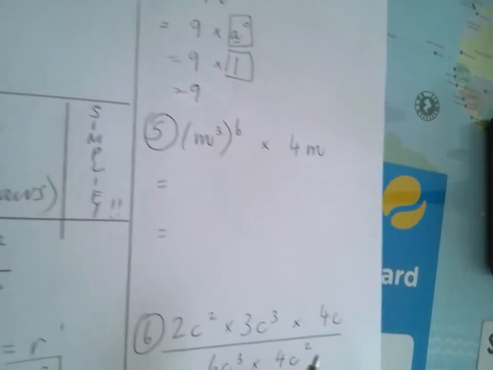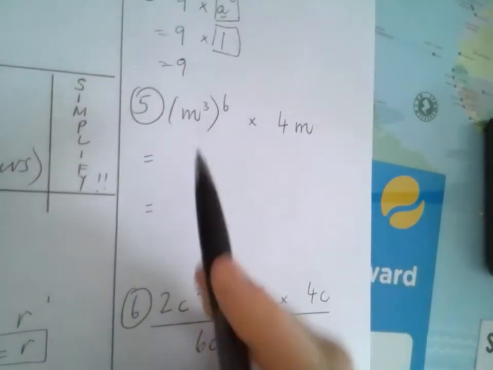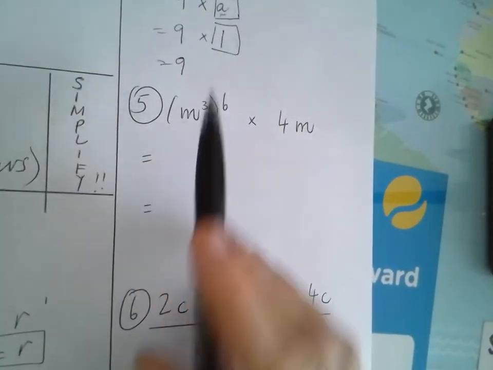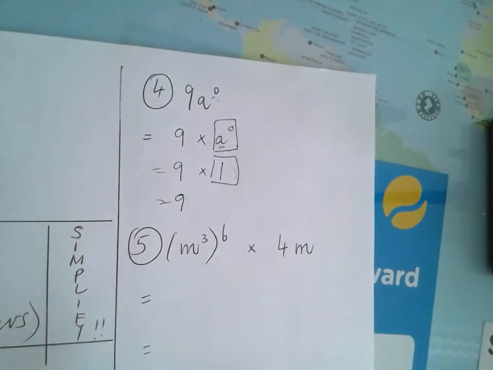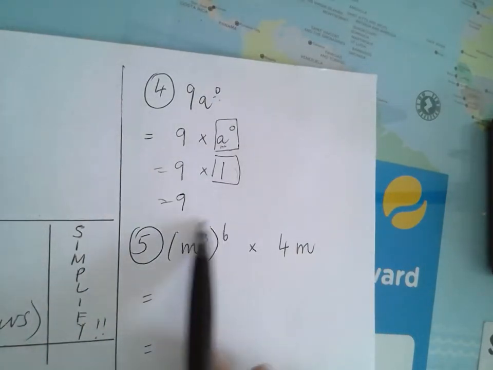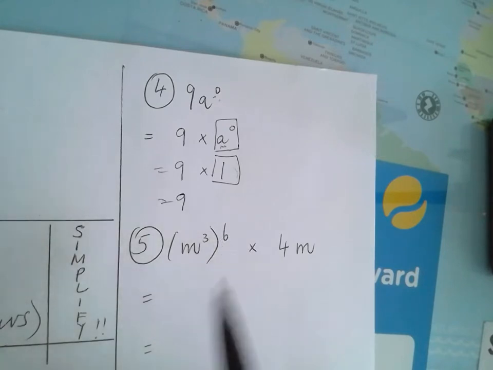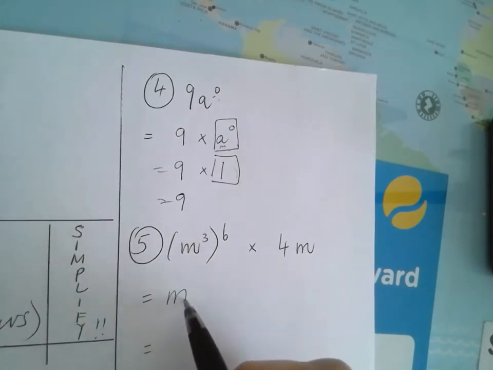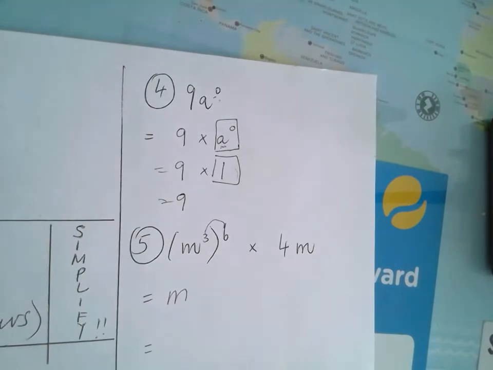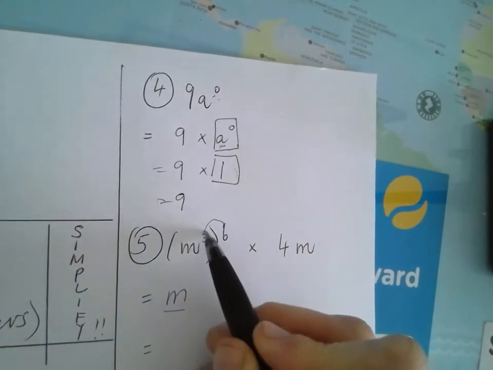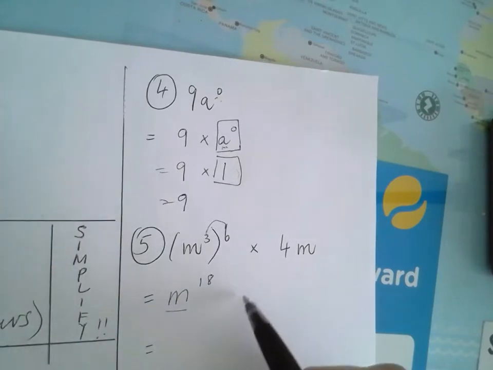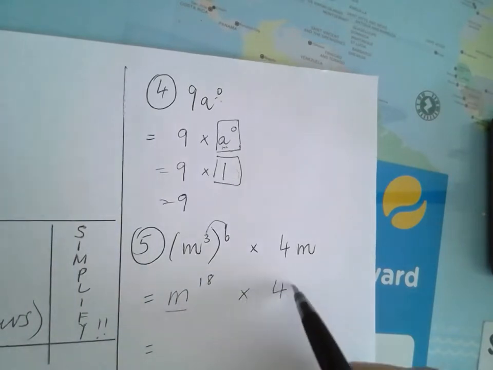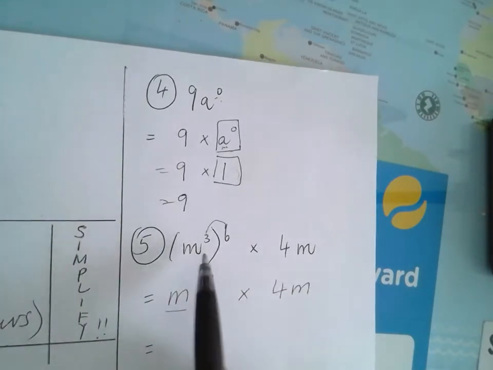Okay, question 5. Here is index law 3. So something to the power of 0 that isn't index law 3. This here is our index law 3 when it's a power to a power. We keep the base, we multiply the indices. Keep the base, multiply the indices. 6 3s are 18, multiplied by 4m. So this is index law 3.